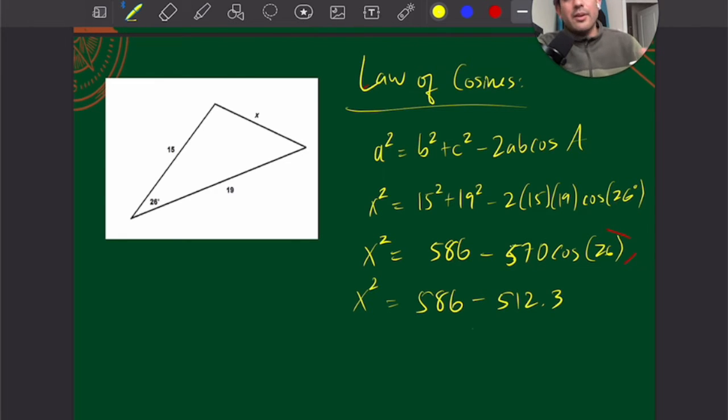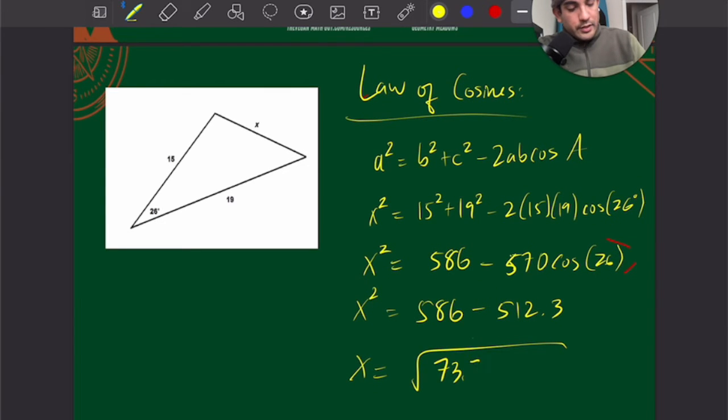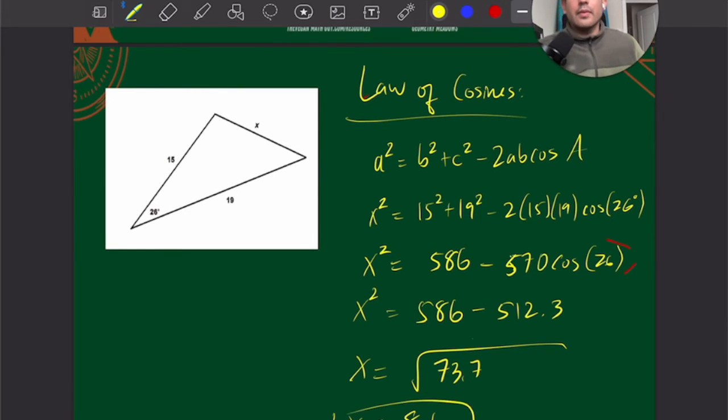512.3. Okay, I'm going to go ahead and subtract this and already take the square root. So x is equal to the square root of 73.7, and then x is equal to 8.6. All right, awesome. We found the value of x.